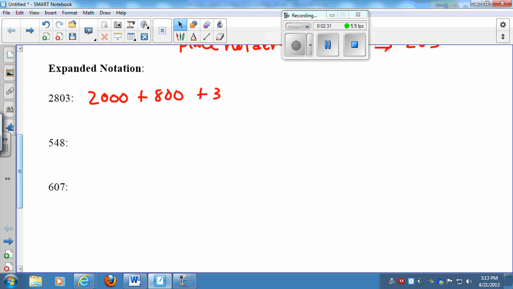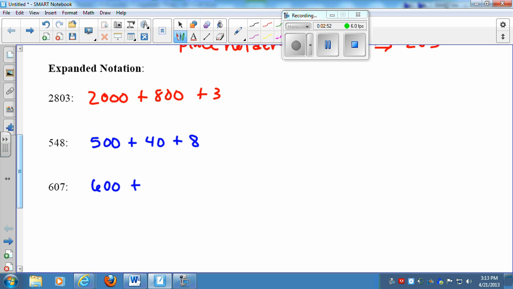Furthermore, in expanded notation, let's write a couple more. 548, expanded notation says 500 plus 40 plus 8. Notice the plus sign says I would add $500 plus $40 plus $8 to get 548. And lastly, 607. 600 plus no tens. You can put a 0 there if you'd like, and then add on 7. Or another way to write it is just 600 plus 7. So that is expanded notation showing a number in its place value, not its face value.